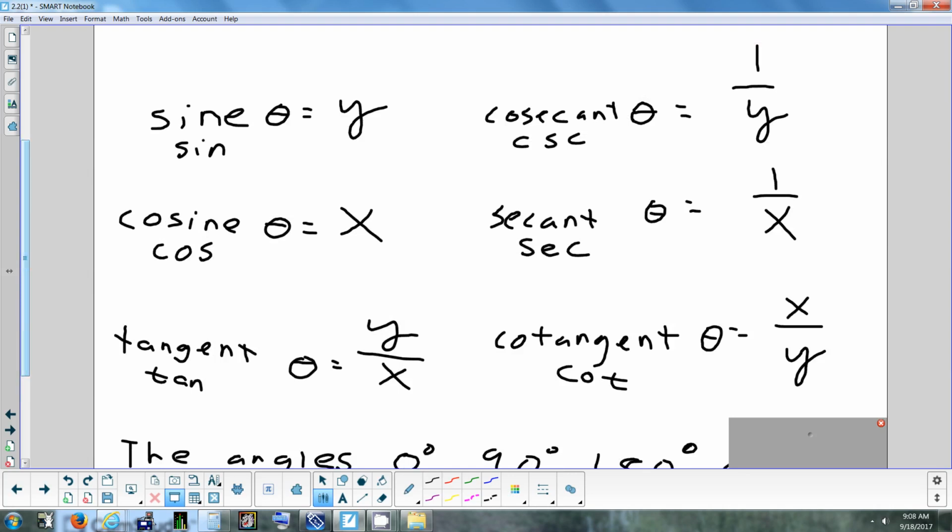Good. Any questions on those 6 definitions? And really, you only have to remember the 3 on the left. Because if you can remember those, just flip them all, and then you get the other 3. Okay, so you just have to remember that.